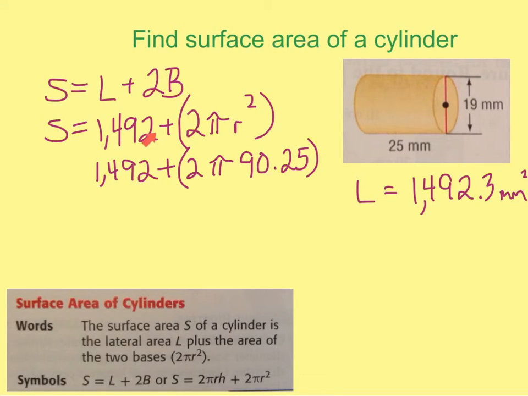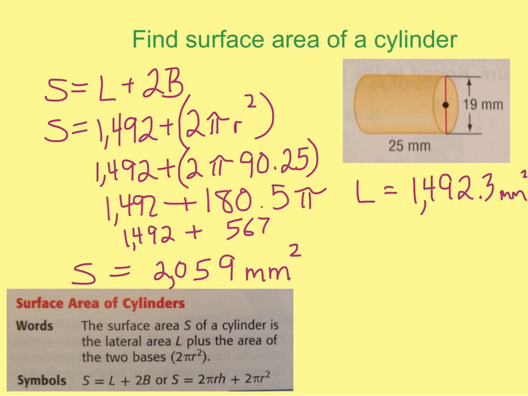So the lateral area right here, I plug that in, and here's the formula for the area of a circle, pi r squared. I took my radius, which was 9.5, because the diameter was 19, and half of that is 9.5. I squared it, and that's what I got. Now I'm going to take 2 times 90.25, and that's going to give me 180.5 times pi. Add that to my 1492. And once I've worked that out here, I get the surface area equals 2,059 millimeters squared.